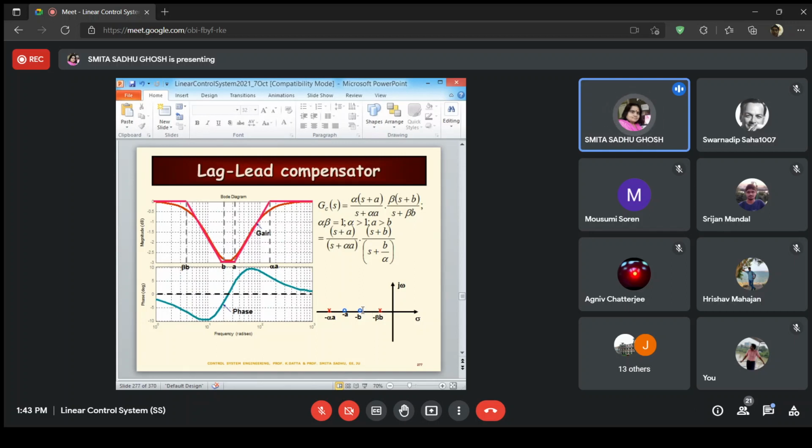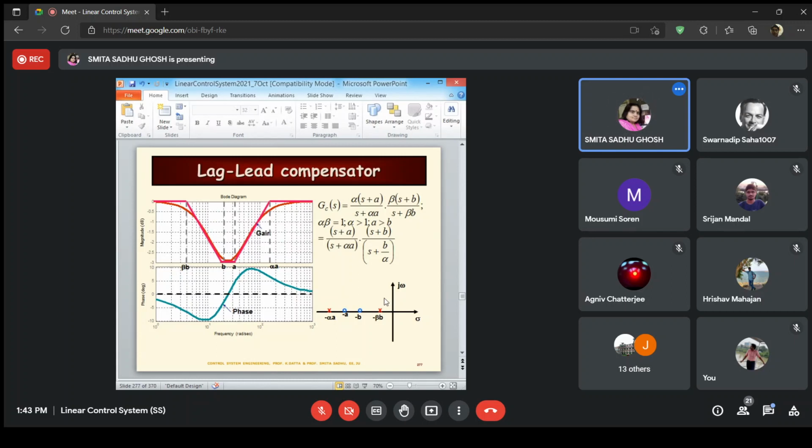It doesn't matter if, say for example, this minus b value is shifted a bit more to the right or a bit more to the left, the compensator will still remain a lag lead compensator. But if, say for example, this zero goes to the left of this minus alpha a, then the relative values will become slightly different, and it is no longer going to remain a lag lead compensator. So this can be understood best from the frequency response itself, which is in front of you.